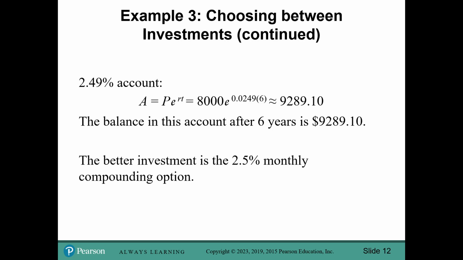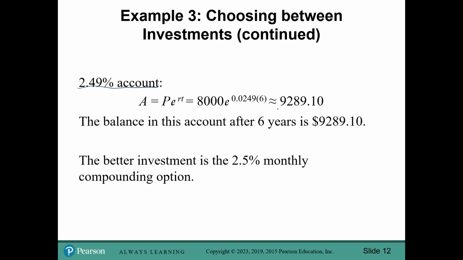So let's look at this 2.49% account. Remember, for compounded continuously, we have to use the formula A equals P times e raised to the RT, sometimes called the PERT equation. We're still initially investing that $8,000. We multiply that times e raised to our rate, which for this continuous account was 2.49%. We wrote it as a decimal, 0.0249, and multiply that by the number of years, because that's our time T. So we multiply that by 6.